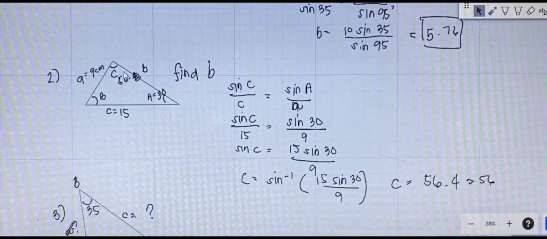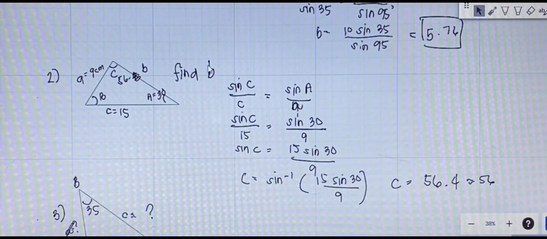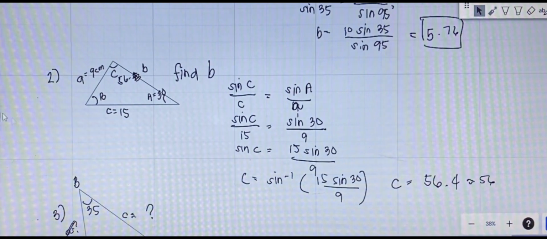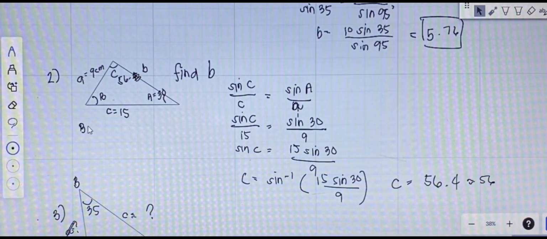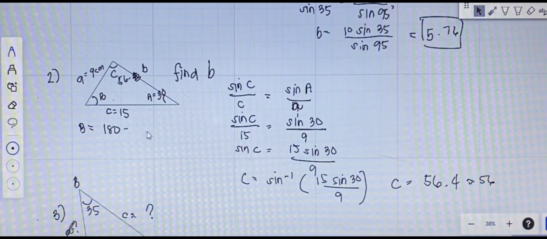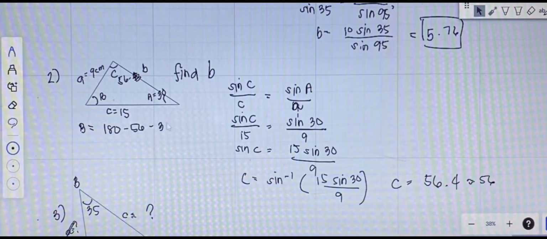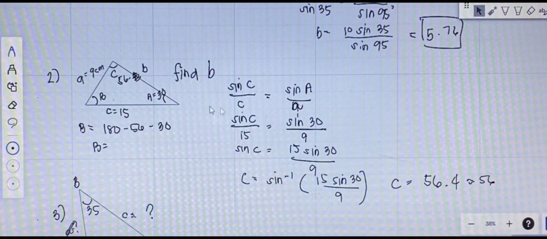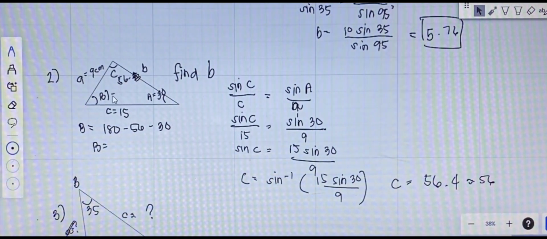Now to get B, we know that the total angle of a triangle is 180 degrees. So B is equal to 180 minus 56 minus 30. We're going to get 94. So angle B is 94.